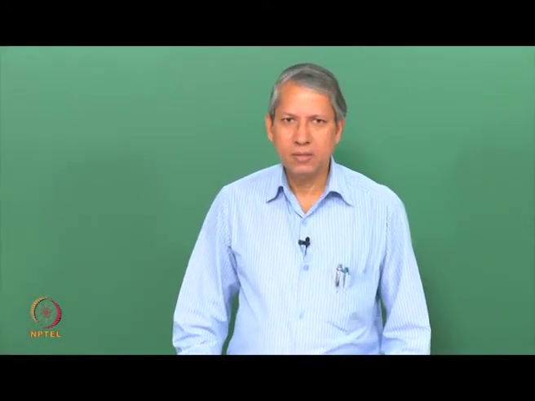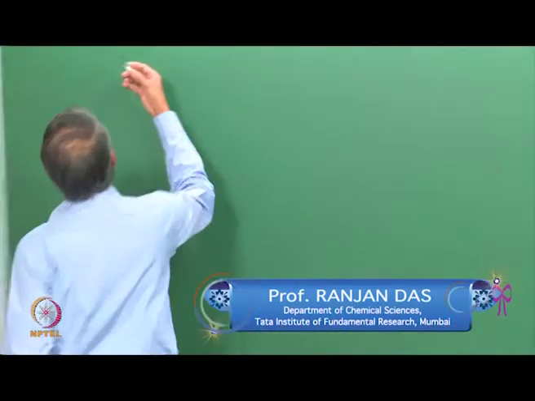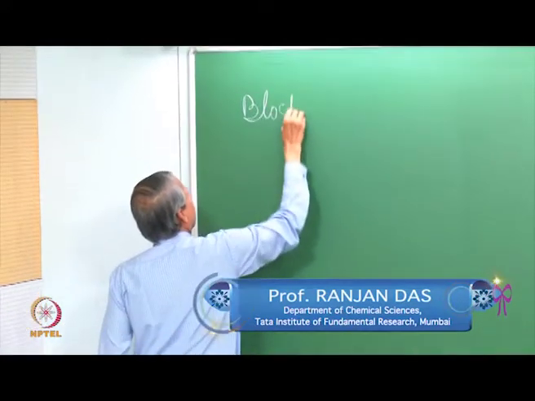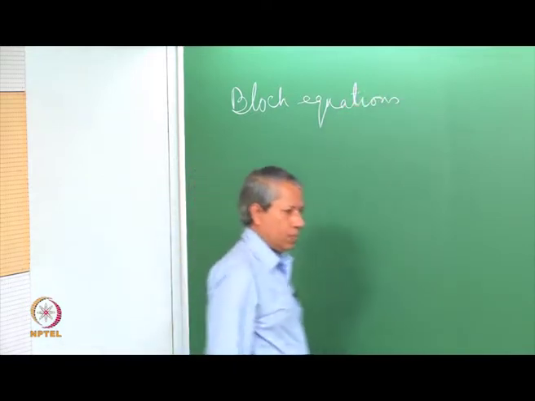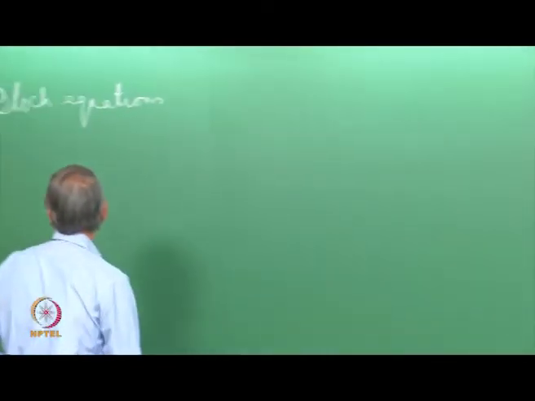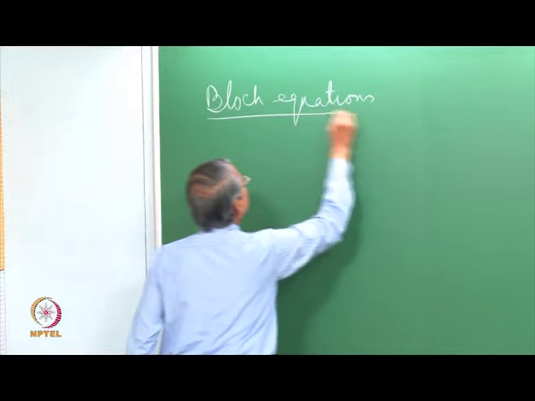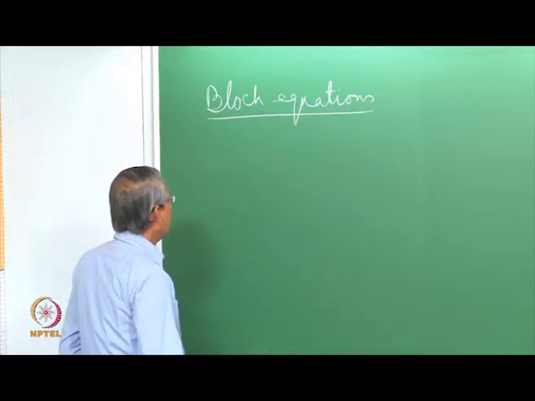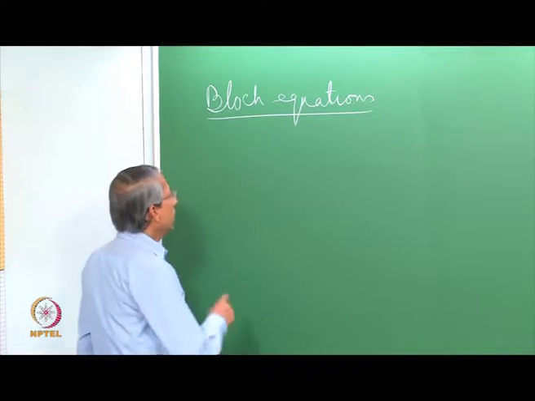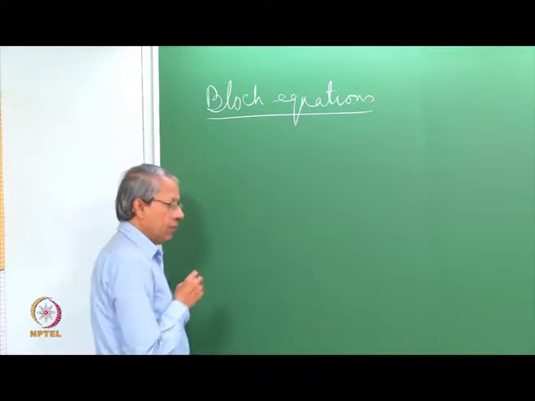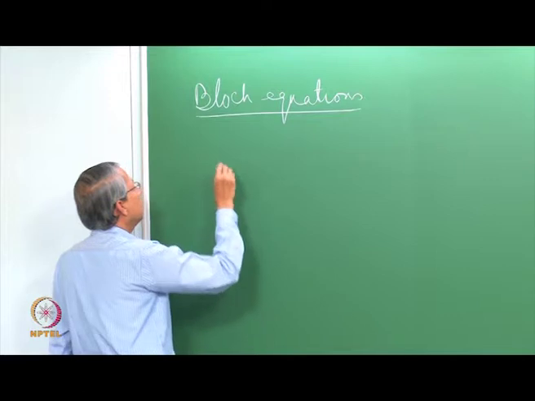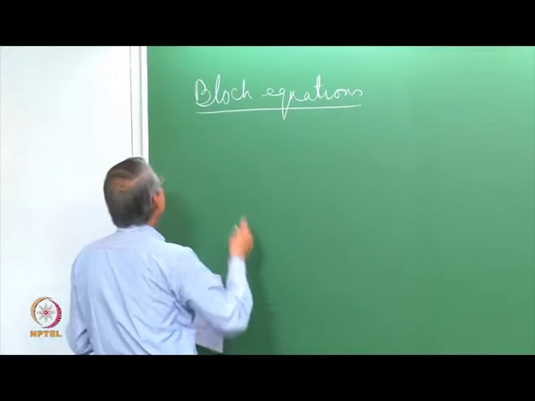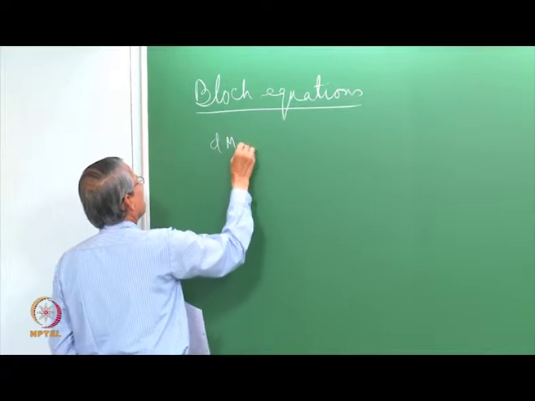We are going to continue our discussion on Bloch equations. In our previous lecture, we saw that the Bloch equations in the presence of a magnetic field and an oscillating magnetic field which rotates in the xy plane, the time dependence of the magnetization is given by these three differential equations.